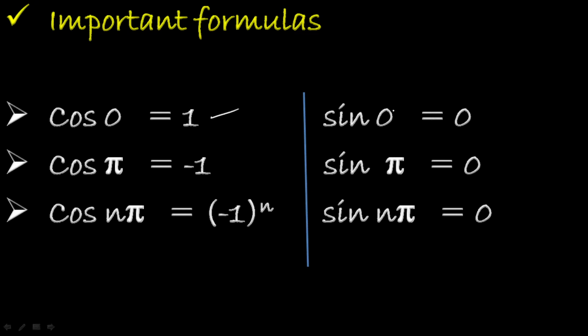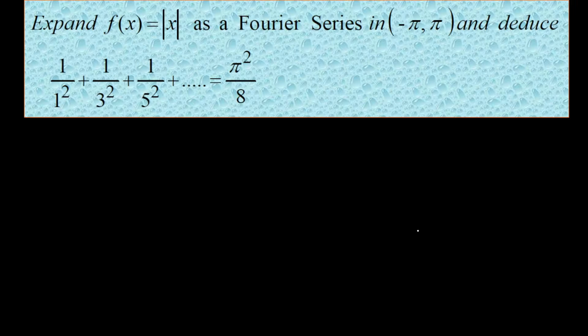Cos 0 value is 1, whereas sin 0 is 0, cos pi is minus 1 and sin pi is 0. Cos n pi value is minus 1 whole power n, whereas sin n pi is 0 when n takes an integer value. Here we have to discuss only integer values, so sin n pi takes the value 0. Now let me enter into the problem.